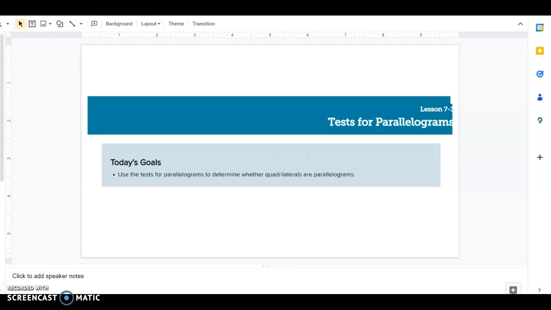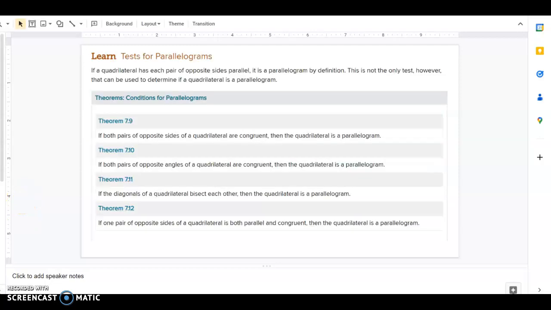All right, so today's lesson is test for parallelograms. So we're going to use the test for parallelograms to determine whether quadrilaterals are parallelograms. A parallelogram is just a shape that has two parallel sides to one another. So let's look at what those tests are.